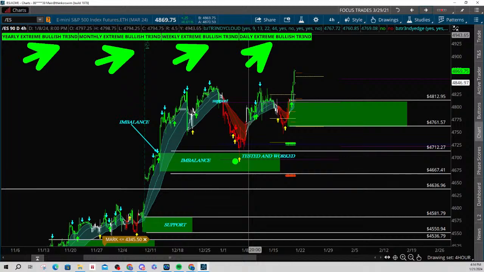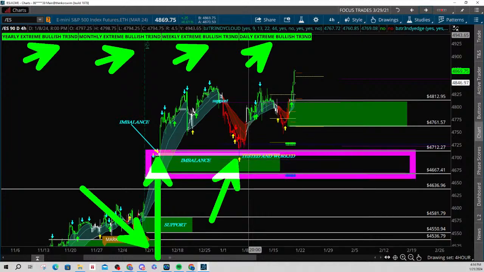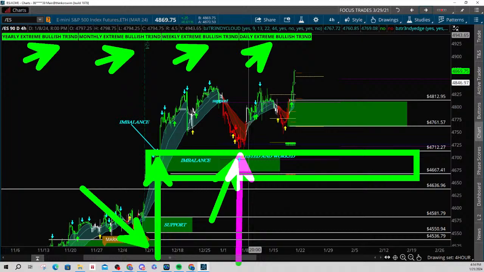Notice how price came back to the imbalance. And again, guys, we identified this back on December 11th. So right here, you can see the calendar. We identified this. This is imbalance. And then price came back in January. This is why it's so important to understand these and have a plan around this. And then boom, price moves up.